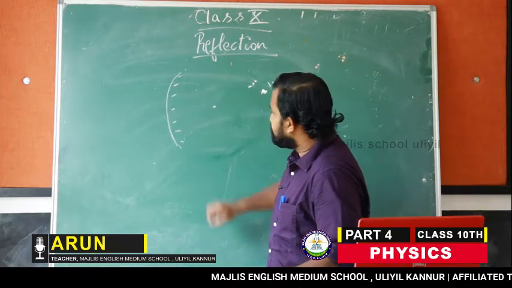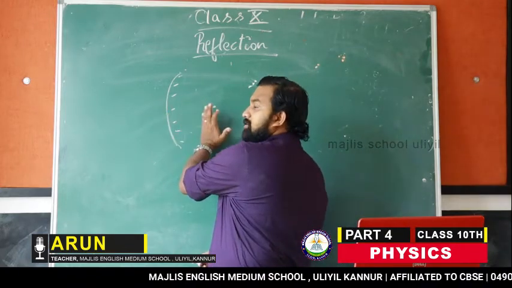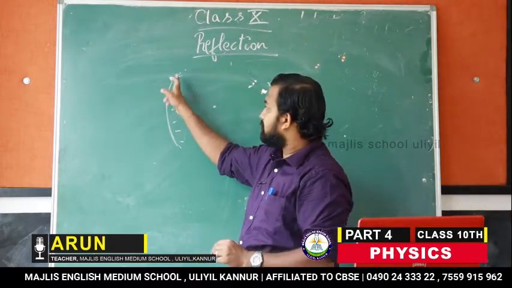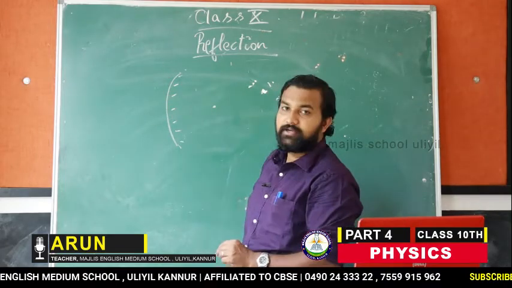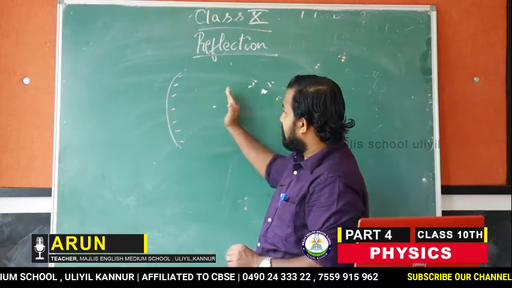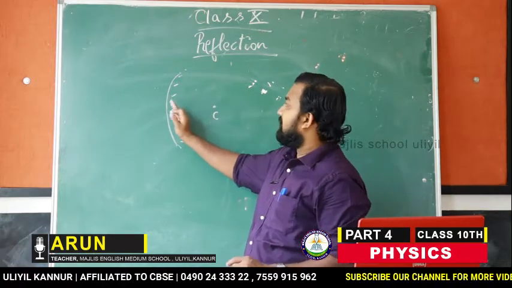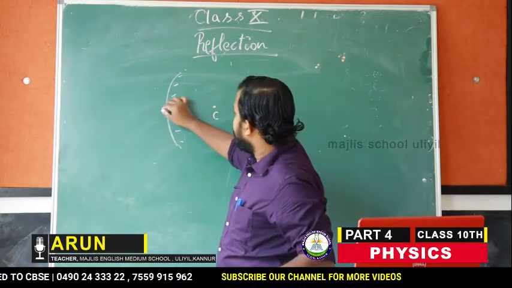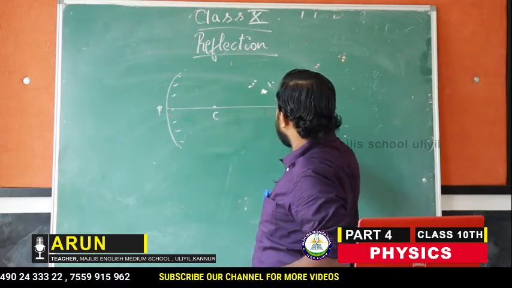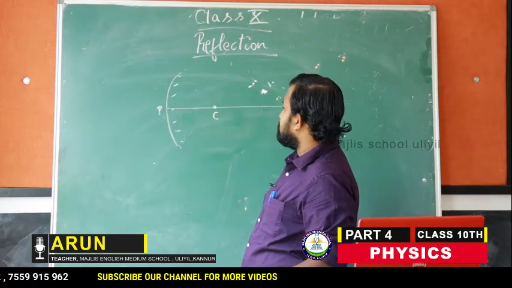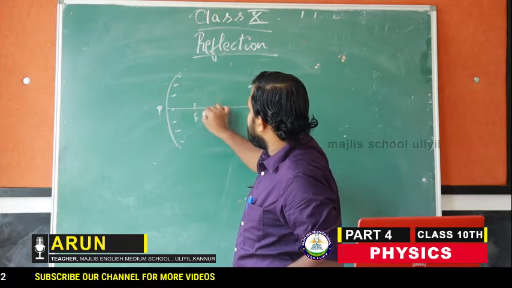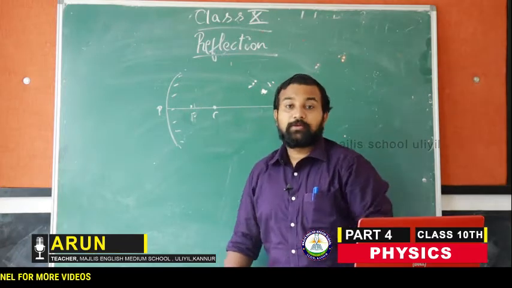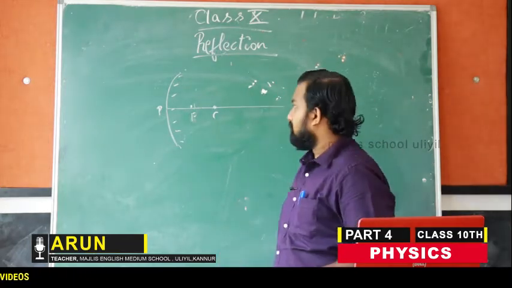So it will be on the inner side of the reflecting surface. The reflecting surface is on the left side in this figure. So the center of curvature will be on the opposite side of the reflecting surface. If we mark the pole, this will be the principal axis. Then where will the focus be? The focus will be the midpoint between the center of curvature and the pole.